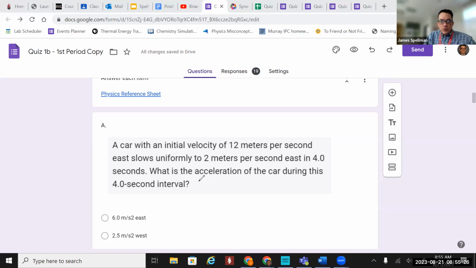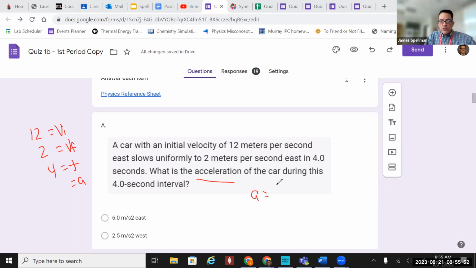So we got a question here that says, what is the acceleration of the car during this 4-second interval? If we write out everything we've got: 12 meters per second east. That's our initial velocity because that's what it said. It slows to 2 meters per second east in 4 seconds, which is our time. And then it's asking for what is our acceleration.